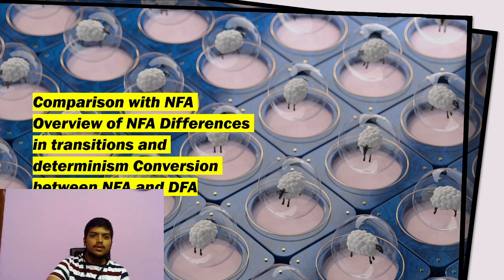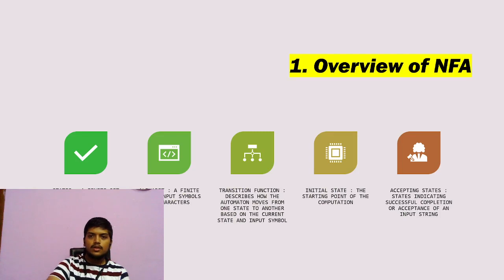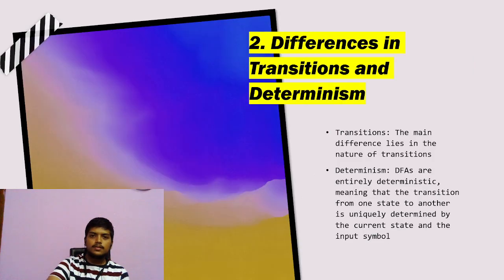Comparison with NFA. Overview of NFA differences in transitions and determinism, and conversion between NFA and DFA. Overview of NFA: states, a finite set of states representing various conditions or configurations. Alphabet, a finite set of input symbols or characters. Transition function describes how the automaton moves from one state to another based on the current state and input symbol. Initial state, the starting point of computation. Accepting state indicates successful completion or acceptance of the input string.